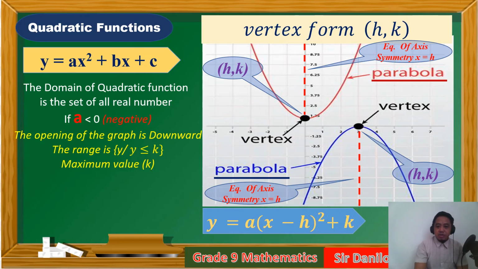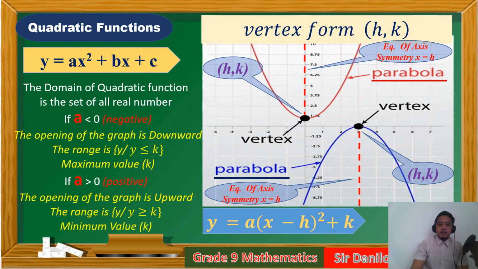And then the maximum value, ito yung maximum value or minimum value. Maximum value ng K, ito yung nasa HK max kasi yun yung highest point. Okay. Kapag naman tayo ay positive, the opening of the graph is upward. Positive yung A mo. Okay, kapag ang range mo naman is the set of all Y such that Y is greater than or equal to K. And then minimum value. Minimum value, minimum point kasi ito yung pinaka lowest point ng parabola ng graph.